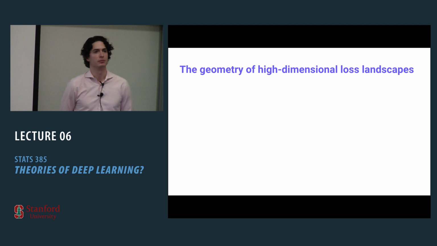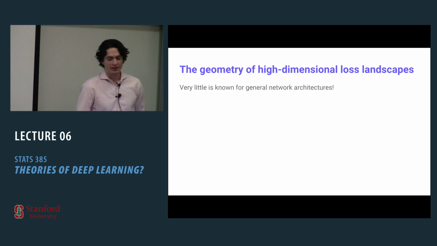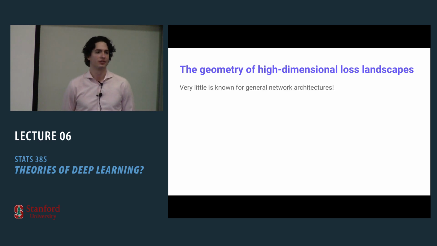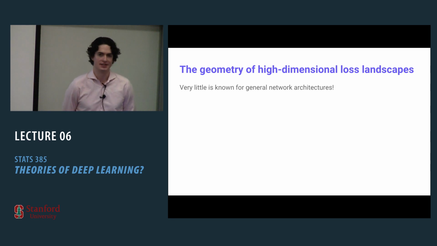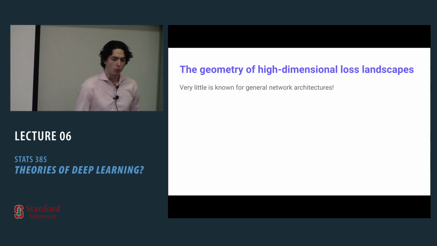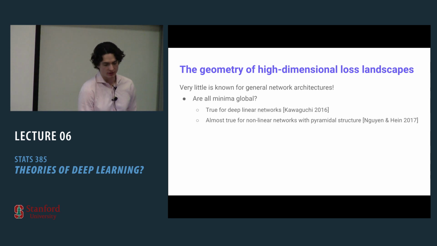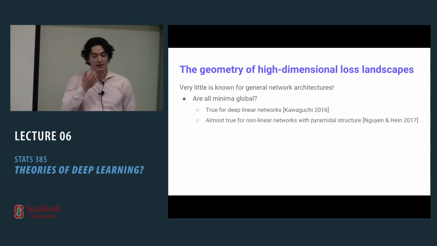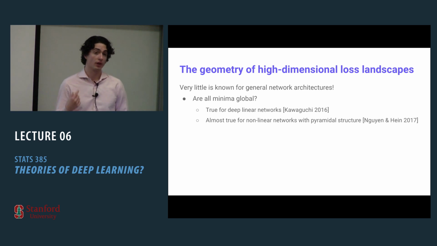Let me briefly describe some things about what is already known regarding the geometry of high-dimensional loss landscapes. And in the context of neural networks with general architectures, the answer is frustratingly little is actually known. What is known is in specific contexts, in answering very specific questions. So I think one of the most interesting recent results in this direction is in trying to answer the question as to whether all local minima are in fact global.